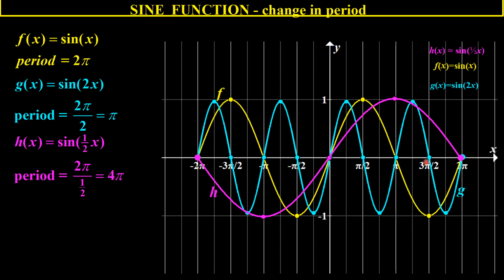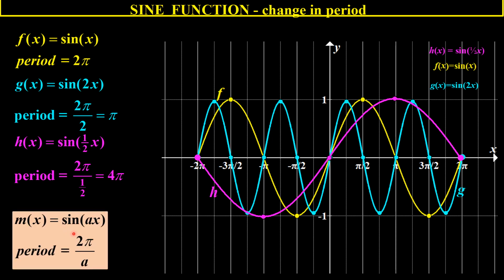So the whole period for this one will be 2 pi on the negative and 2 pi on the positive, which gives me 4 pi. How did we get that? It's 2 pi divided by the coefficient of x. That is half x. 2 pi divided by half is 4 pi. I hope you don't use a calculator here.